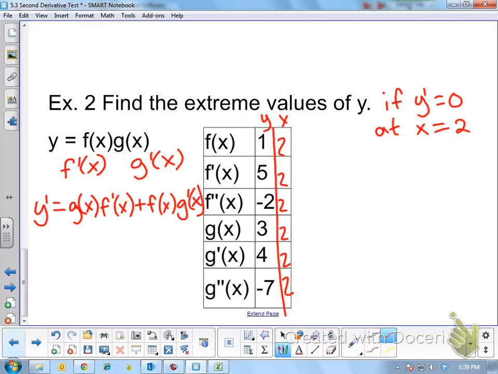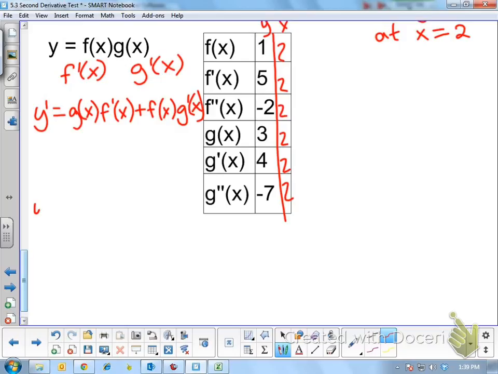So if we know we have a critical point at 2, then y prime actually doesn't matter. We already know where our critical point is, but we have to find y prime in order to find what? Y double prime. I still need to know concavity in order to say if this is a max or a minimum. So I now need y double prime.